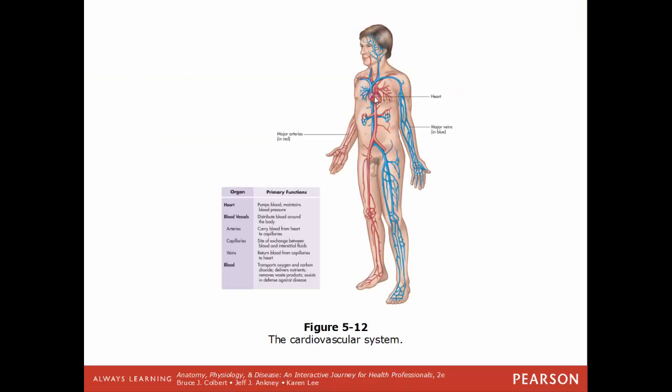Of course, the heart right here. The vessels in red will carry blood with oxygen, usually arteries. The ones that are in blue are the vessels that carry blood without oxygen. They're usually veins, but there is one big exception to that rule. We'll talk about those later on.